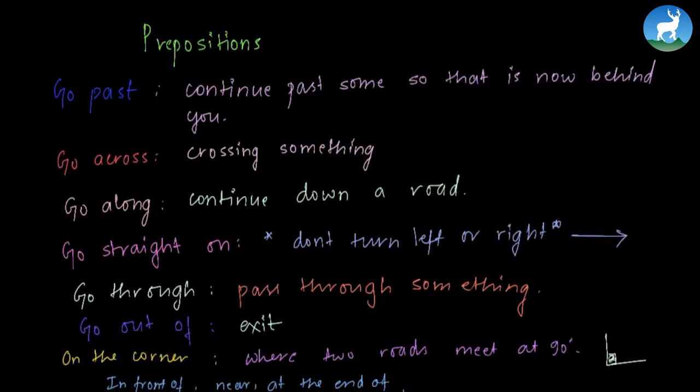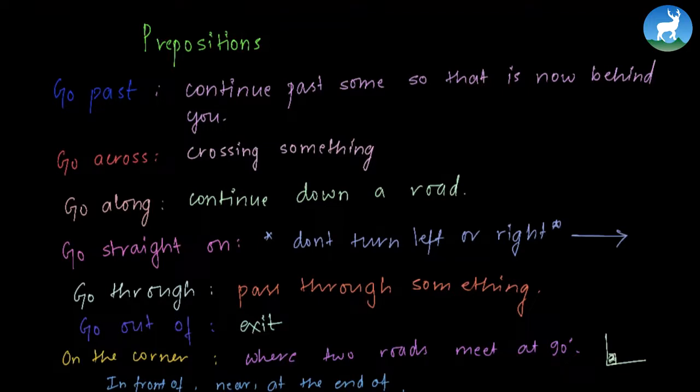Now these are the list of some prepositions. So go past, continue past something so that the place is now behind you, okay? Going beyond that place is called go past. Go across, crossing something. Go along, continue down a road. Go along means keep walking. Go straight on means go straight. There may be right and left turns in between, but don't take them, go straight, like go straight on.